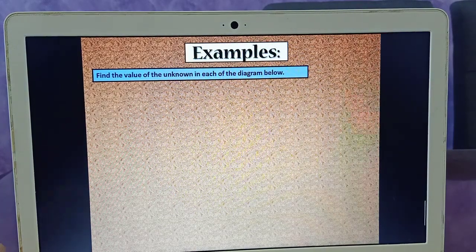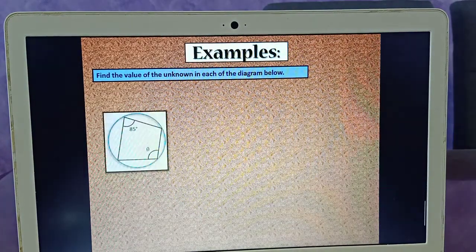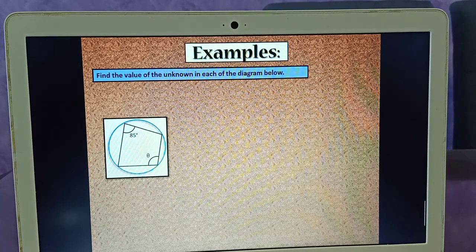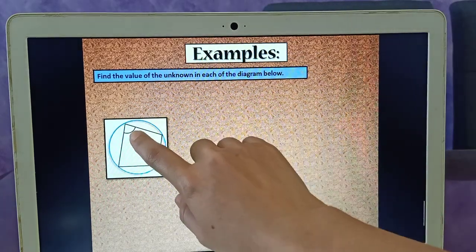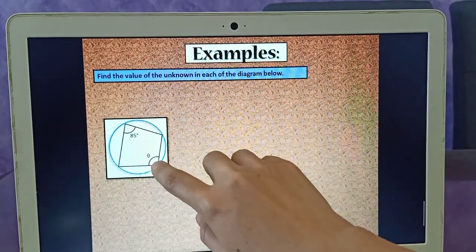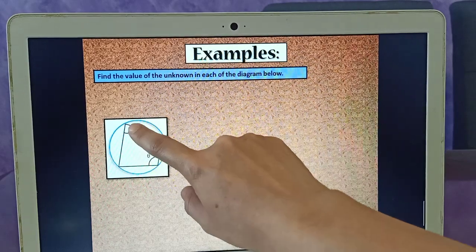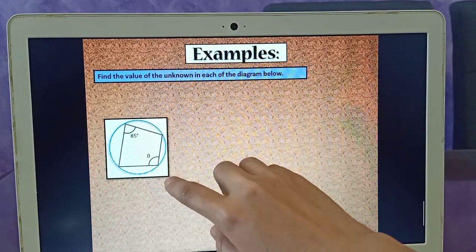Okay, next example, find the value of the unknown in each of the diagrams below. For example, this one. As you can see here, this is a cyclic quadrilateral, right? So regarding the calculation, we need to remember the sum of the interior opposite angles. This angle and this angle are interior opposite angles of a cyclic quadrilateral, right? So their sum will be 180.